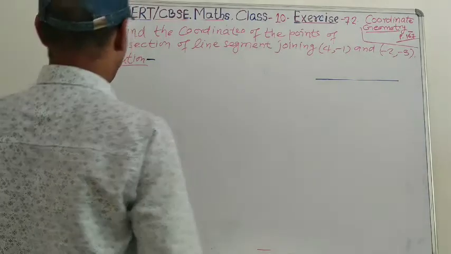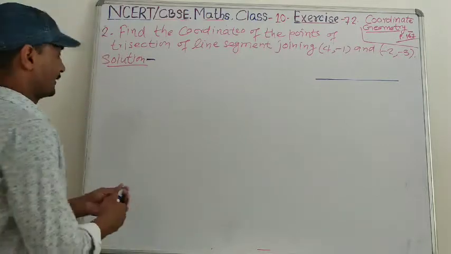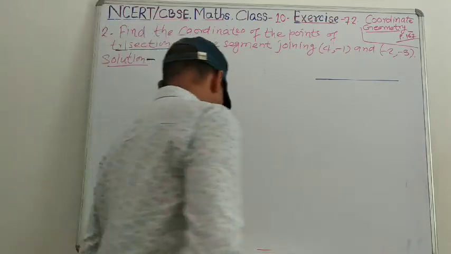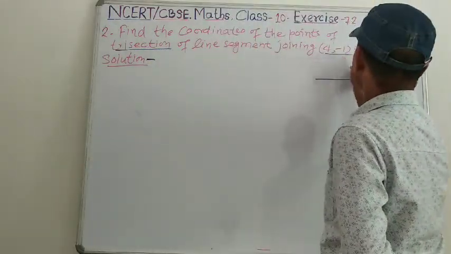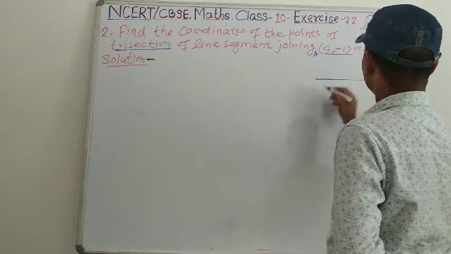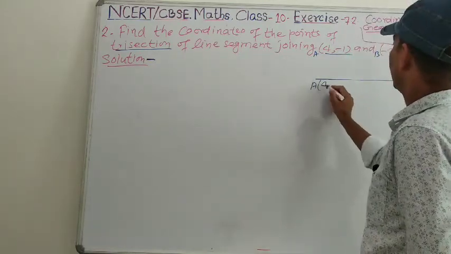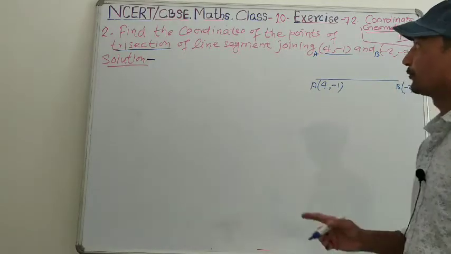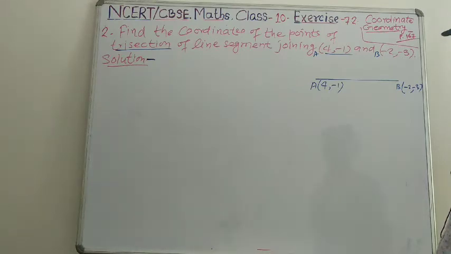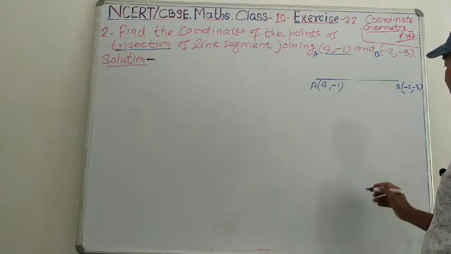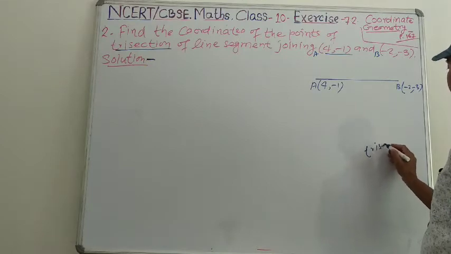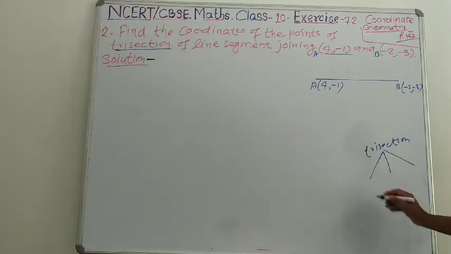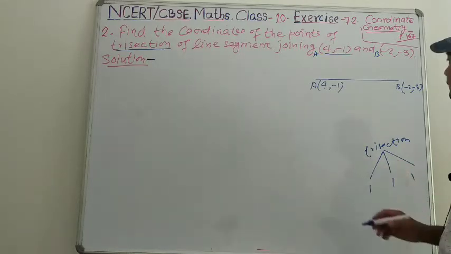Now question number 2 is: find the coordinates of the points of trisection. See this word, trisection, of the line segment joining these 2 points. It is A and it is B. 2 points are given here, A is (4, -1) and B is (-2, -3). So find the coordinates of the points of trisection, meaning we have to divide it into 3 parts. Trisection means we will divide it into 3 parts.